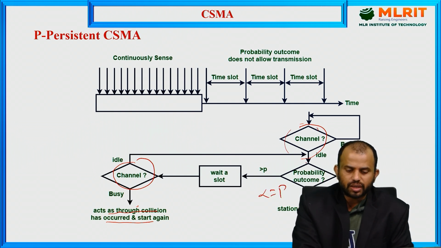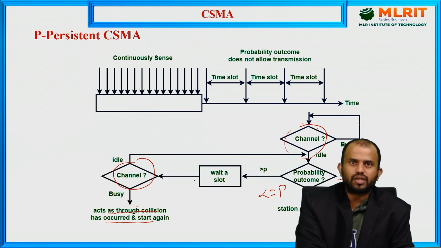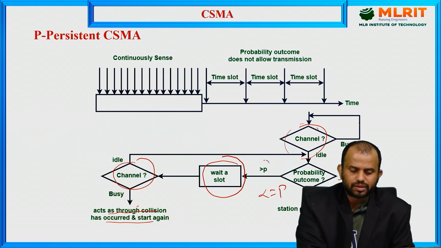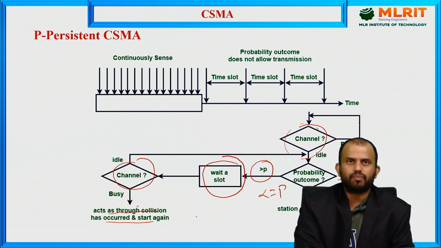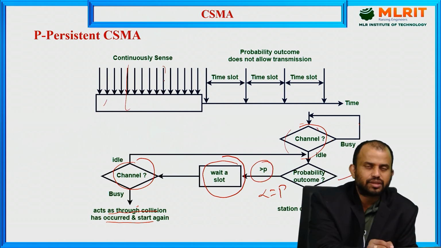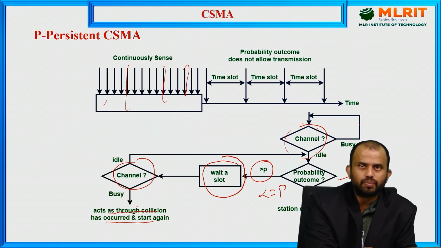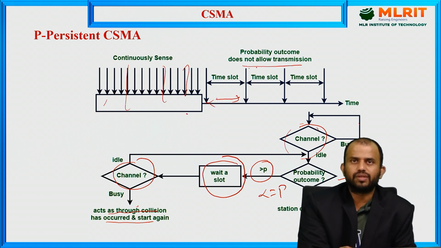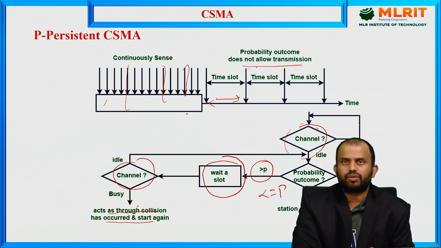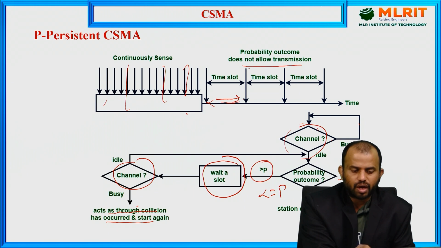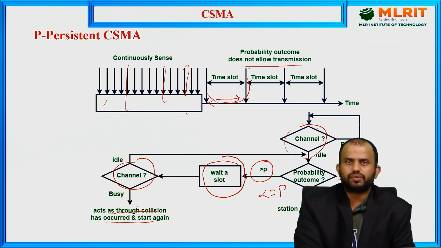But if the channel is in busy mode, again we check the channel status. When the channel is idle, we wait a slotted amount of time whose value is greater than the persistent time. We have to continuously sense the signal value. If the channel is in busy mode, we have to wait the time slot duration value. This probability outcome means we are not able to transmit the information from source to destination. We have to wait the respective slot time, so that value must be greater than the p value.